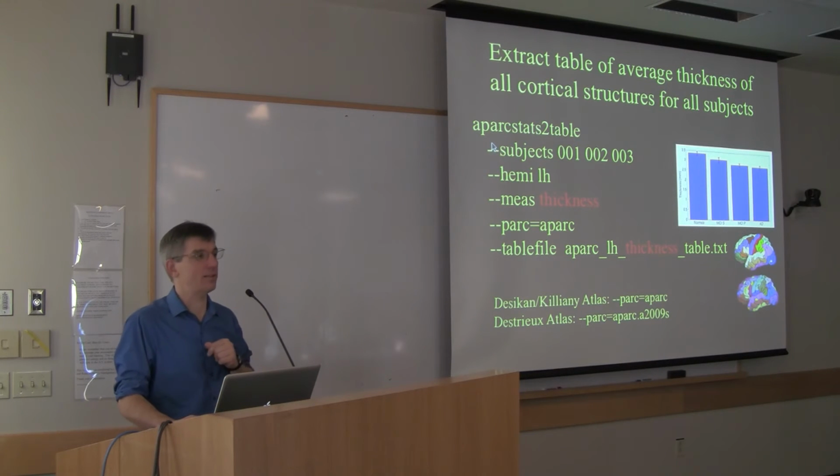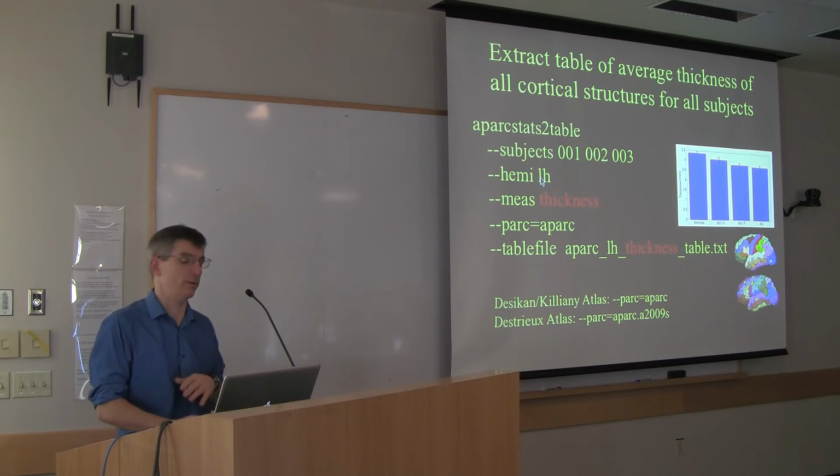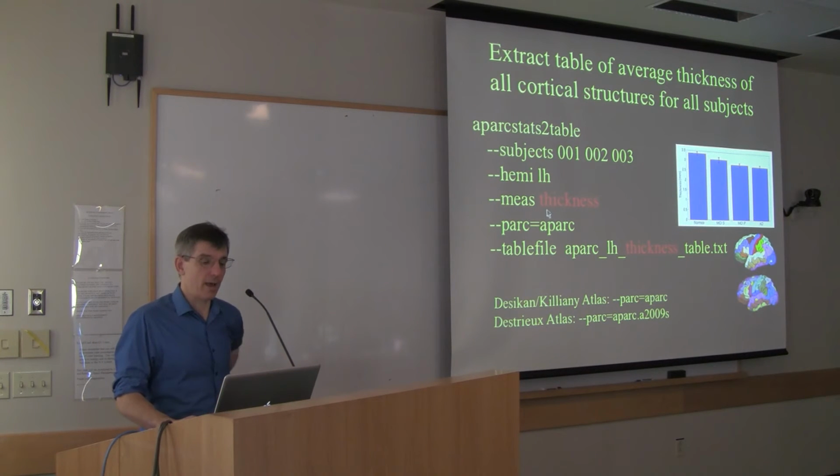An aparcstats2table does basically the same thing, where you give it a list of subjects. In this case, you have to tell it which hemisphere you want, because surface-based analysis is done in left hemisphere and right hemisphere separately. In this case, I give it the measure of thickness, and I tell it to use parc equals aparc. So this is the Desikan atlas. If I wanted to use the Destrieux atlas, I would have used parc equals aparc.a2009s.